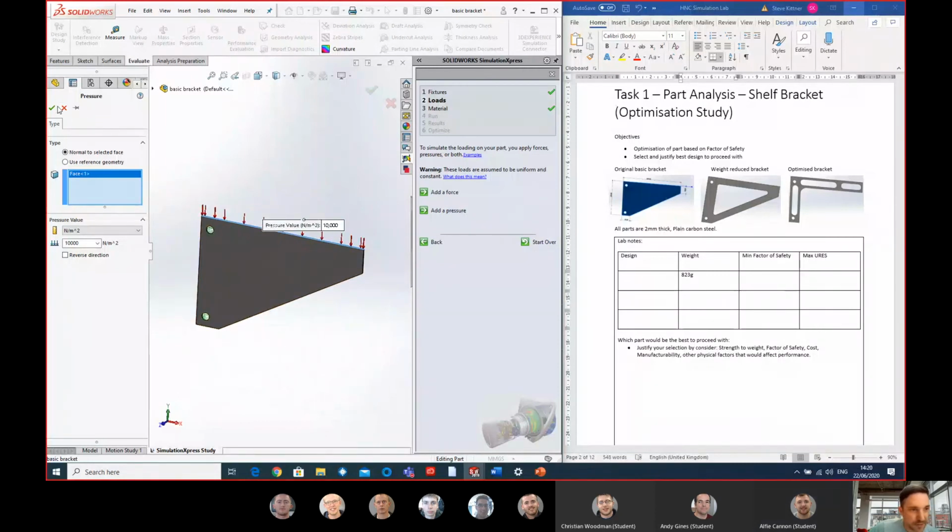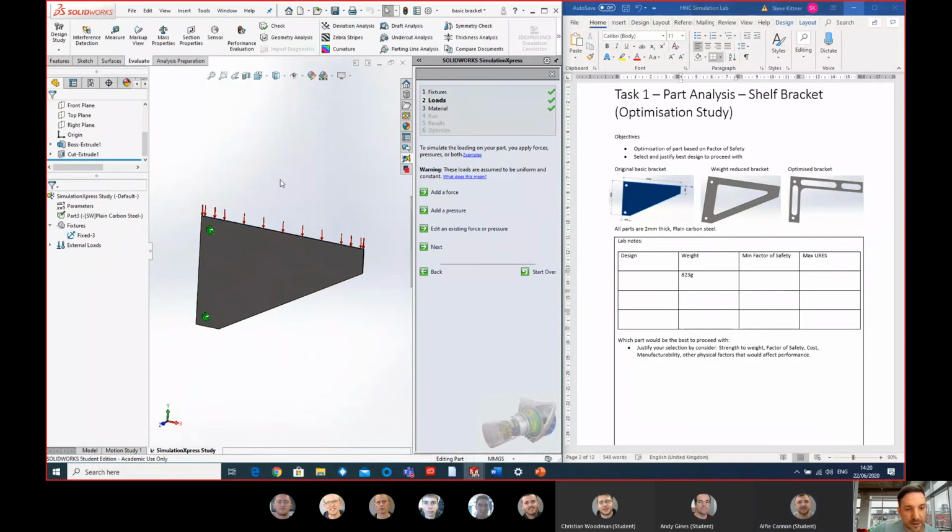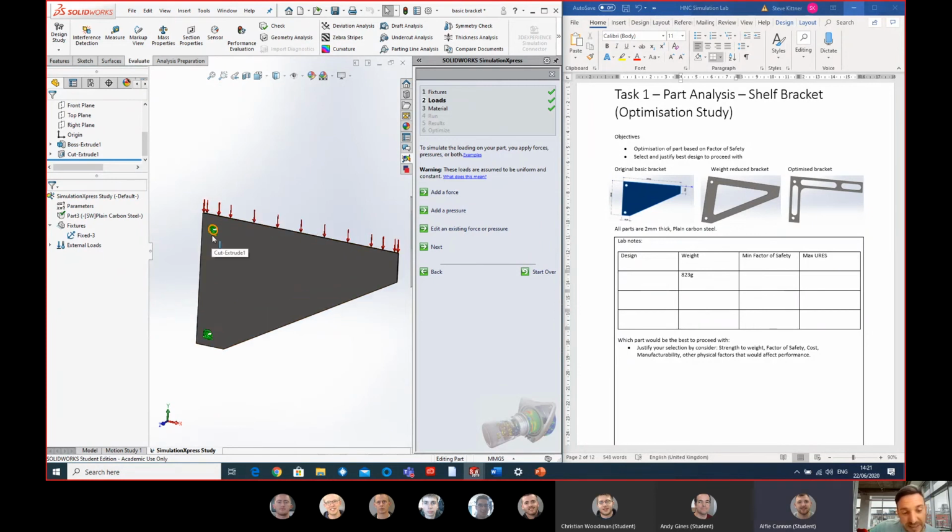That's all we need to add on here. If we were in the full version of the software, we can add some other bits and pieces to it, but that's pretty much it for this. These simulations are basically just to give you an idea of how your design's going, rather than to give you exact data. So we've got a material, we've got a size and a shape, we've got some fixed locations, and we've got a pressure. Okay, so I'm going to hit next. So our plain carbon steel, which is the material we selected, it shows us the Young's modulus and the yield strength. And we're going to run the simulation.